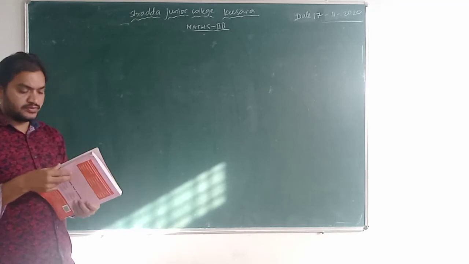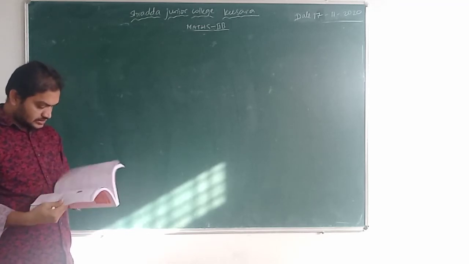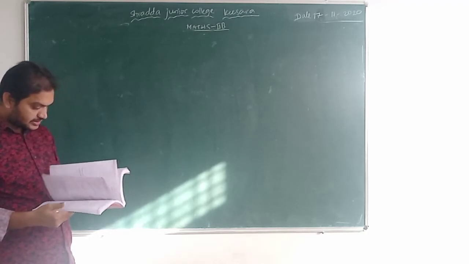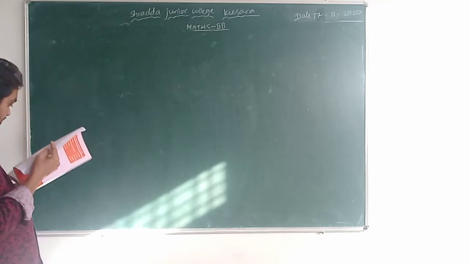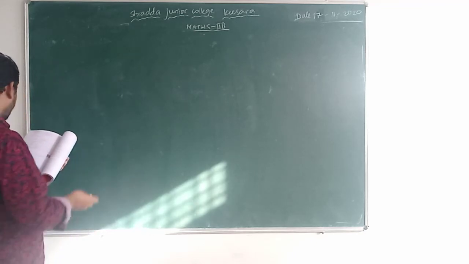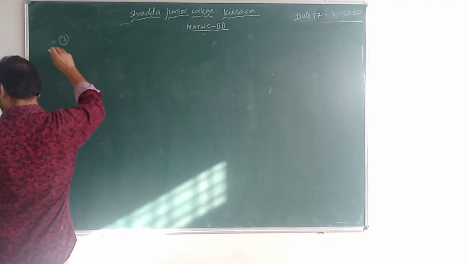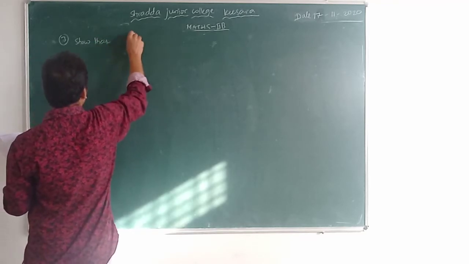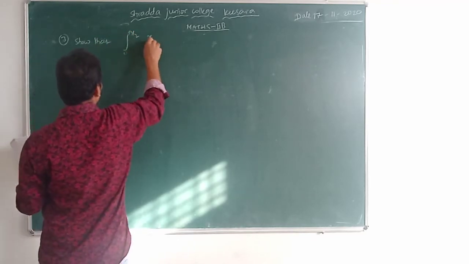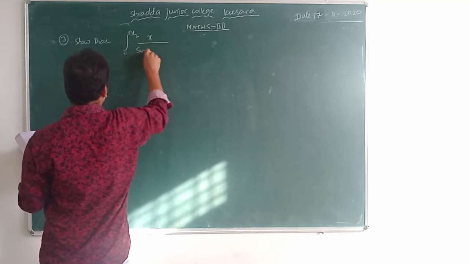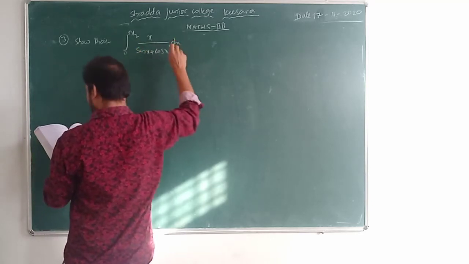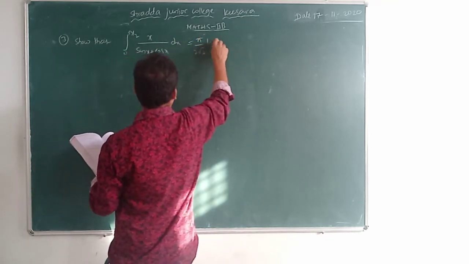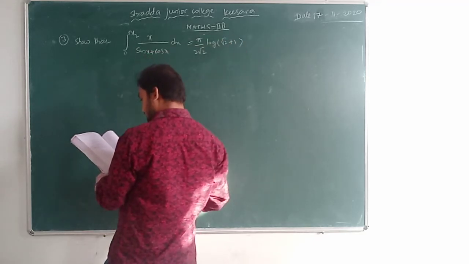Today we are discussing the remaining problems in our seventh chapter. Our next problem is problem number 3. Show that the integration from 0 to pi by 2 of x by (sin x plus cos x) dx is equal to pi by 2 root 2 into log of (root 2 plus 1).